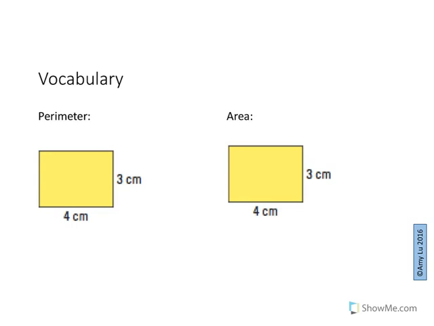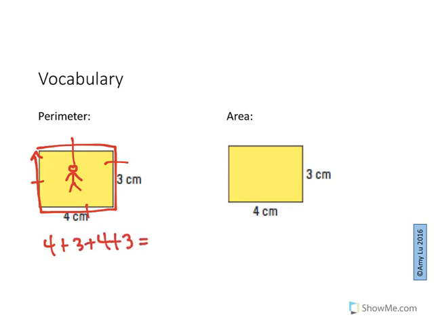As a reminder, perimeter is the space around the shape. So it's the fence. So if there's a little person inside, the person is within the perimeter of this rectangle. And to find perimeter, you'd add all the sides together. So 4 plus 3 plus 4 plus 3, that would make 14 centimeters.